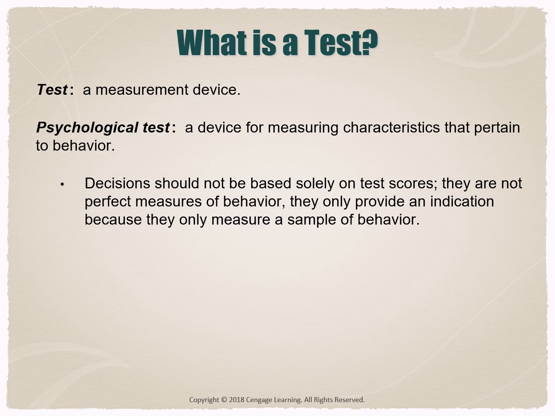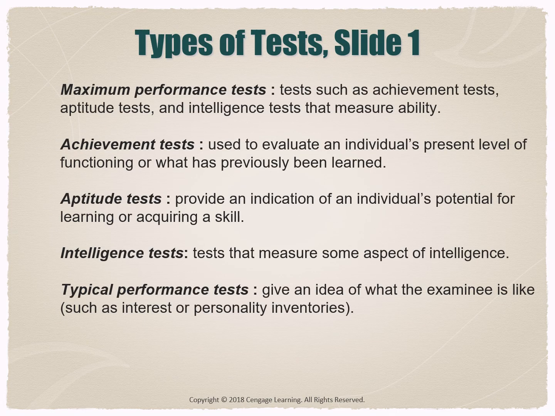Test scores may be a part of a written report and may influence services offered by the agencies. So a test is a measurement device. A psychological test is a device for measuring characteristics that pertain to behavior. Decisions should not be based solely on the test scores, but they can help you justify or clarify why we make certain decisions.